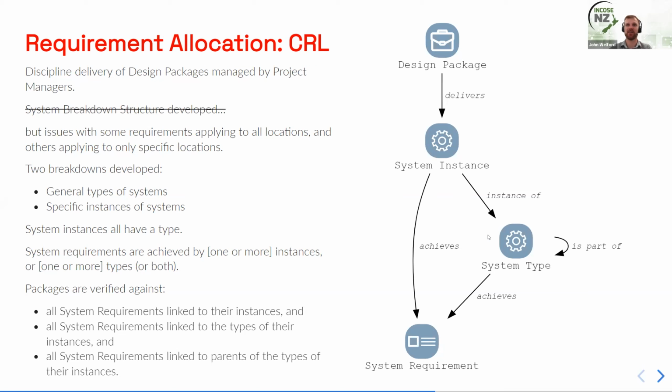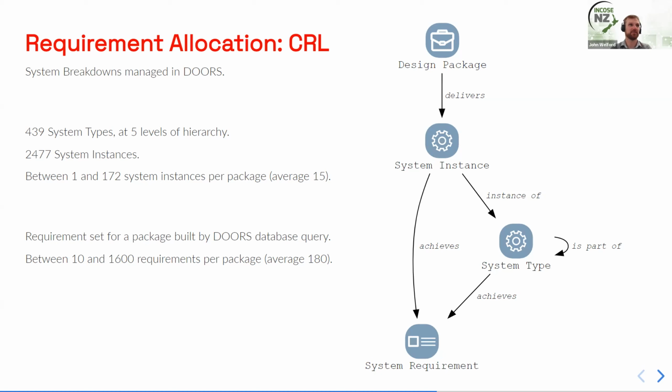So that system breakdown structure I'm talking about there on CRL is managed in DOORS. We have various levels of hierarchy. You can see a lot more instances than types, as you might expect, which ends up with many instances per package, depending on the package. Some are very small, some are very large. And then we can work up a number of requirements for each package based on querying that database.